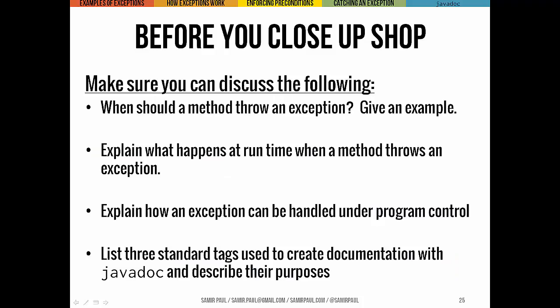Your big takeaways for the day. You want to think about when a method should throw an exception. Think about an example. What happens at runtime when a method throws an exception? Here we're talking about tracing through the call stack. How does that exception get handled? Whether through the call stack, looking for a try-catch statement, and so on. How can you use a try-catch statement to control what happens when an exception occurs?